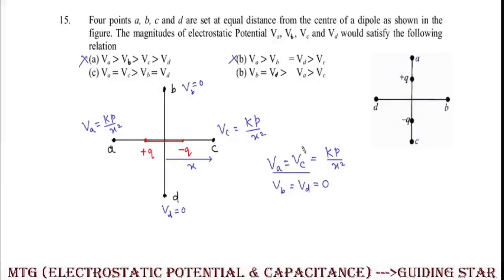Option C, VA equal to VC. That is correct. And that is greater than VB equal to VD. Yes, option C, correct answer.